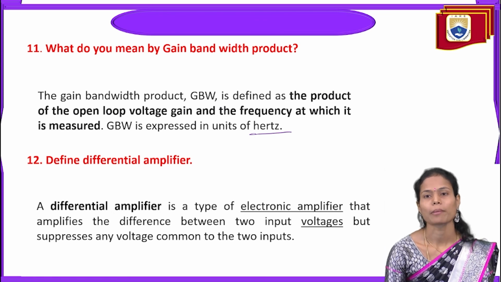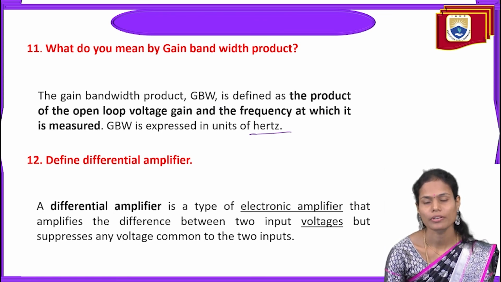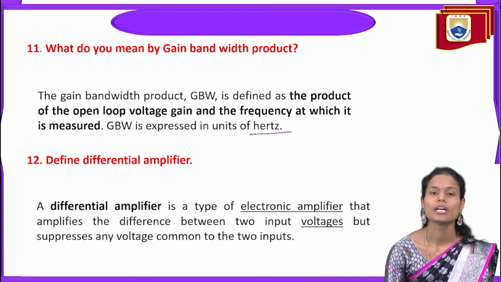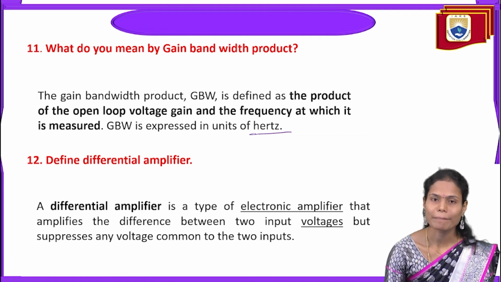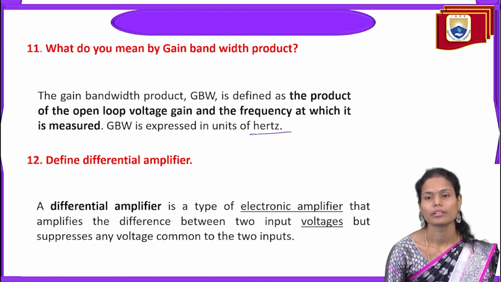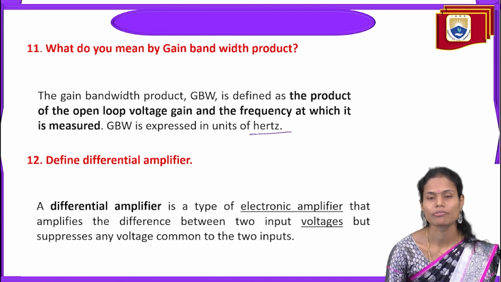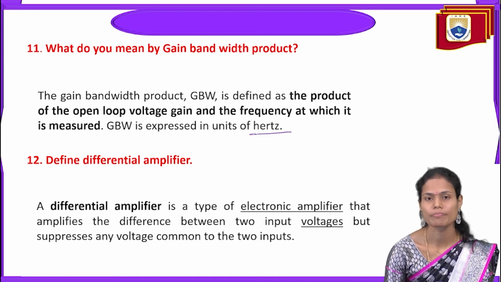Define differential amplifier. A differential amplifier is one type of electronic circuit which amplifies the applied differential voltage. For the two inputs of the differential amplifier, we provide the inputs, and it takes the difference of the two inputs and amplifies that differential voltage.